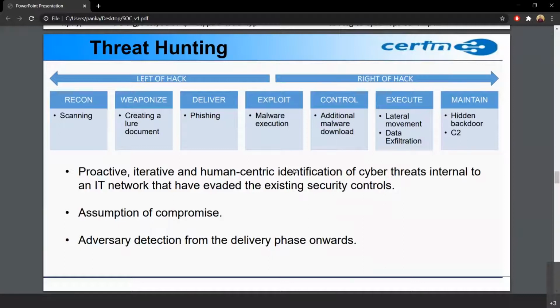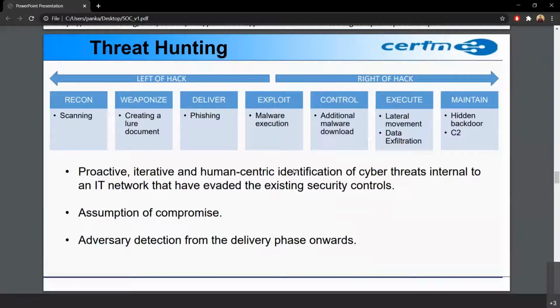So proactively searching for these threats is called cyber threat hunting. This threat hunting also digs deep to find the malicious actors in the environment that have slipped past the initial endpoint security. So they are past the initial endpoints and inside the network.